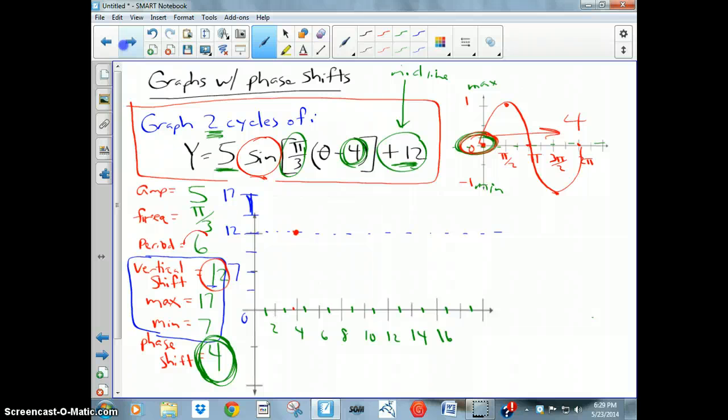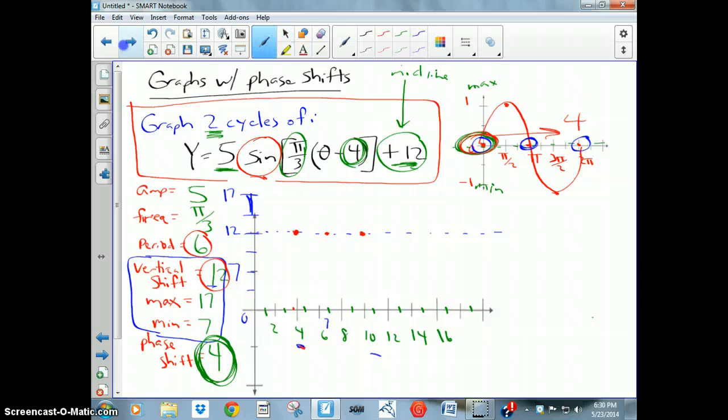The period is 6. That means 6 units from 4, the graph will end 1 cycle. That's why at 10, that's where the graph will end. Now, in the sine function, here's the beginning of the cycle. Here's the end of the cycle. The middle, the dead middle, is also on that midline. Well, what's the middle of 4 and 10? Well, that answer is 7. So at 7, I'm also going to be right in the middle on that midline. Follow the pattern, people. Follow the pattern.